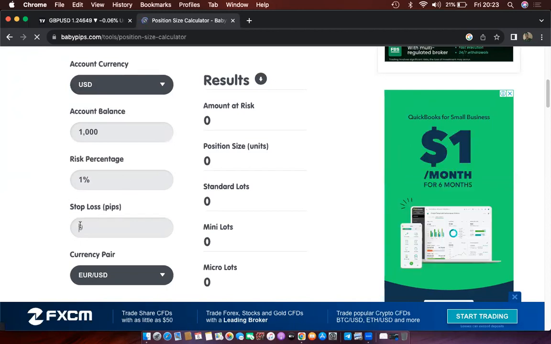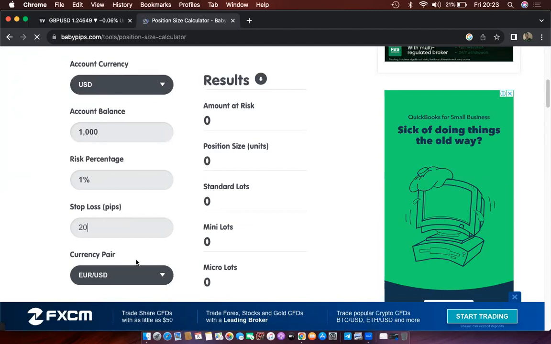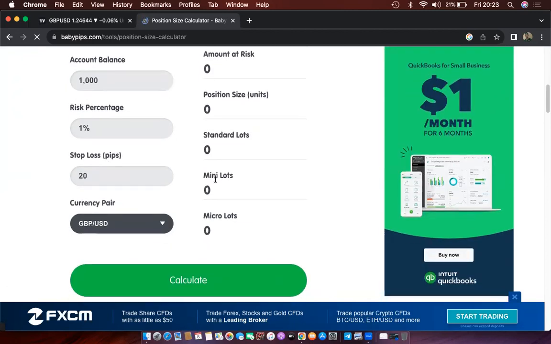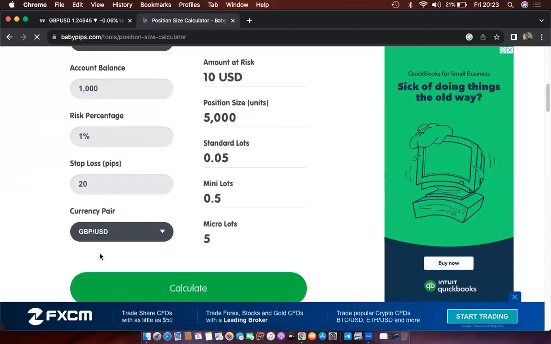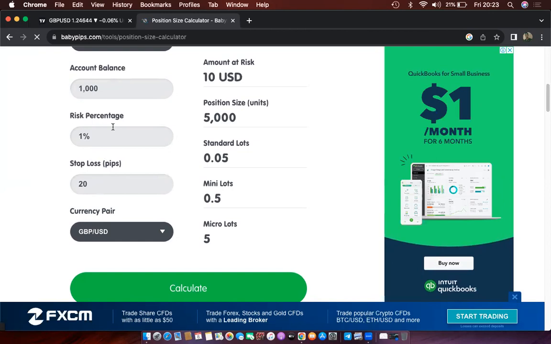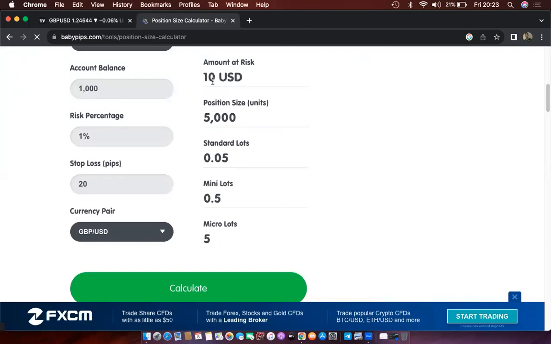And my stop loss is going to be 20 pips at most. And guess the pair. Favorite pair is GBP/USD. And guess what? If I click calculate, it's going to show me that if your stop loss of 20 pips is hit, you're going to lose $10. You're going to lose $10. But this is little money for me. I hate wasting pips, but I'm just showing you guys an example.